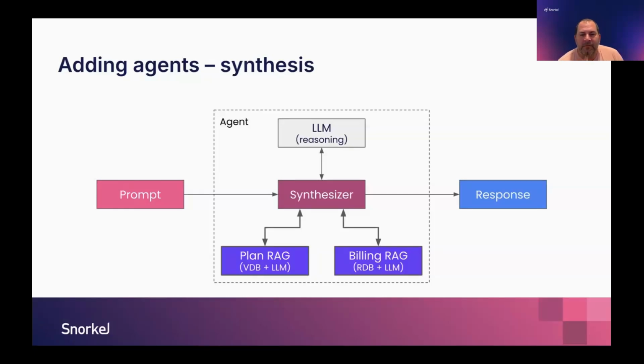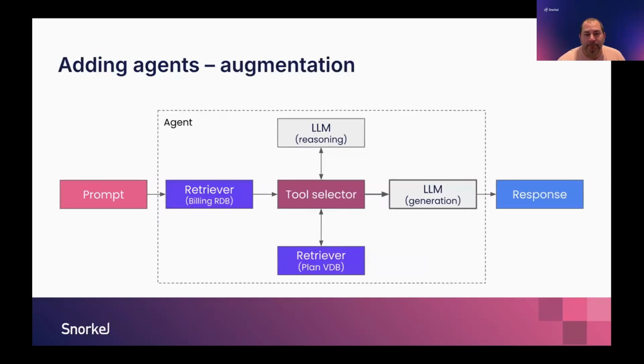The other option, which is probably a little bit closer to my example a little bit earlier, is synthesis, where we might choose to forward that prompt to both pipelines. So please get my plan information, please get my billing information, and then synthesize both of those results and give me a summary as part of my response to help me better understand things.